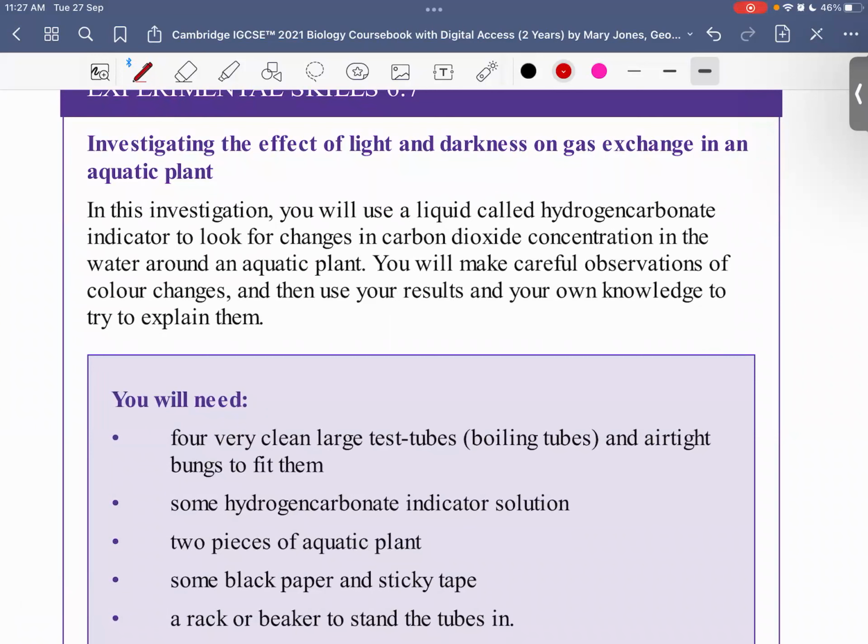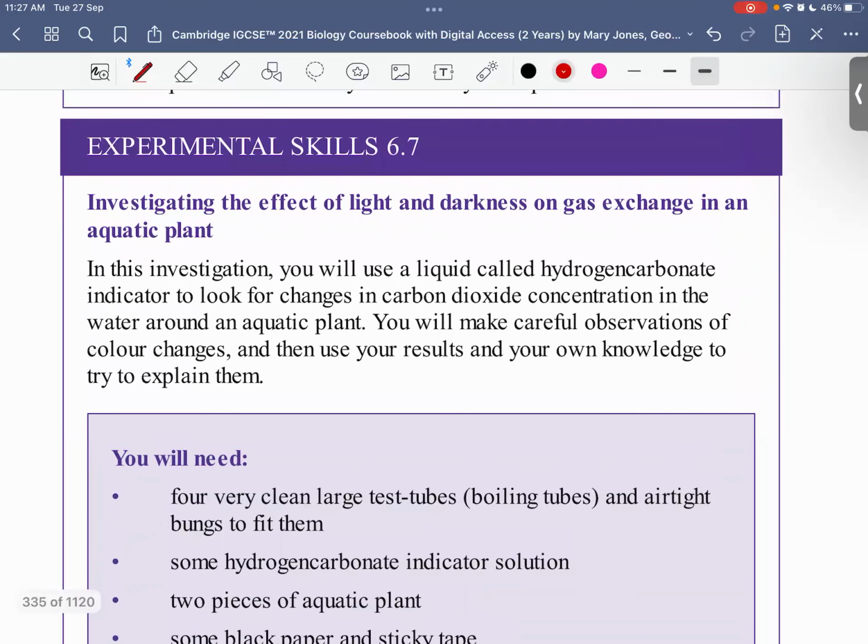In the previous experiment, Hamza, when we wanted to study the effect of varying the carbon dioxide concentration, we used sodium hydrogen carbonate as a source of carbon dioxide, right? Yeah. But over here, there is another compound whose name resembles that compound. This is known as hydrogen carbonate indicator. Most of the students mix up the sodium hydrogen carbonate and the hydrogen carbonate indicator.